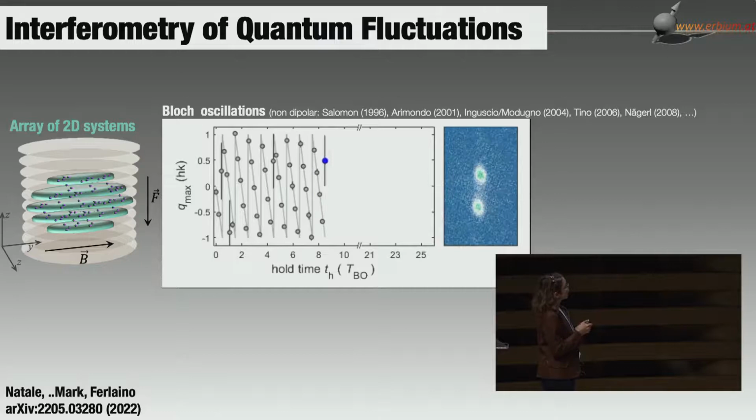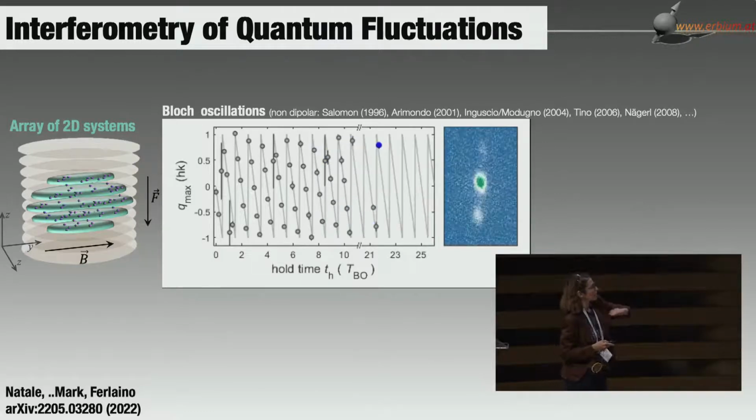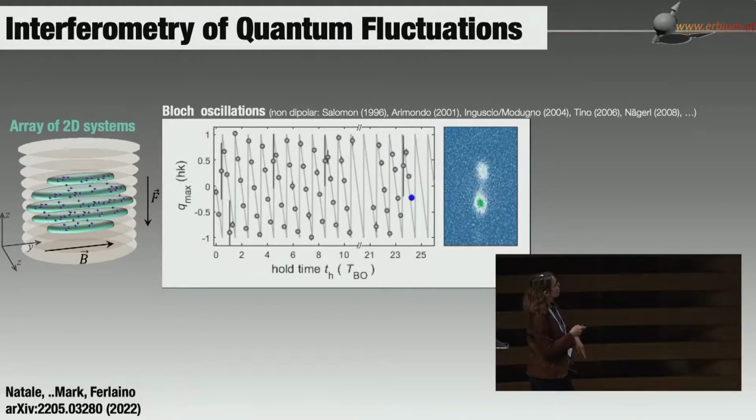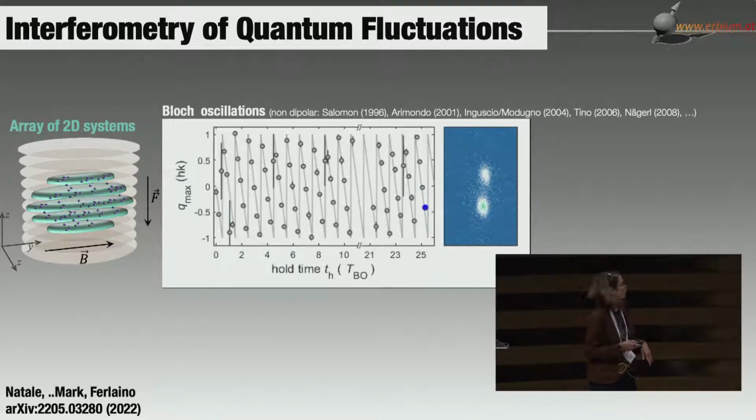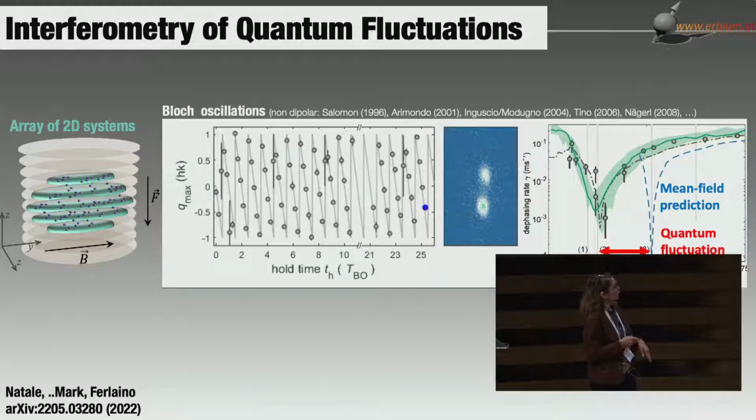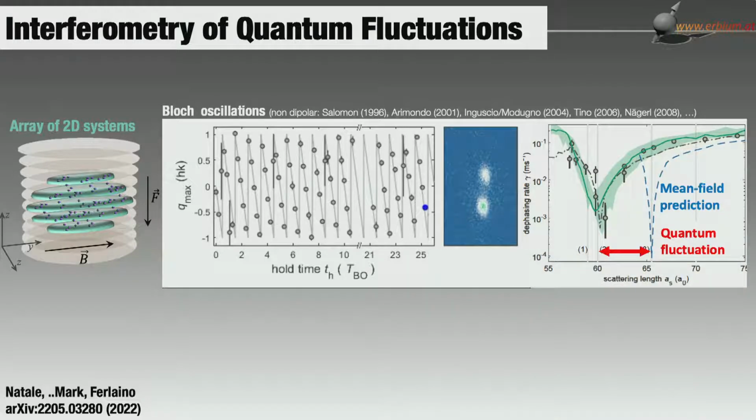Indeed, if you now prepare a dipolar gas in an array of 2D systems, and then let Bloch oscillations occur under the effect of an external force, like for example gravity, the dephasing of this oscillation tells you a lot about the interaction. By looking at the dephasing rate, you clearly see that you need beyond mean field effects to describe the experimental observation in theory. And the shift between mean field and non-mean field prediction is a direct way to isolate quantum fluctuations.